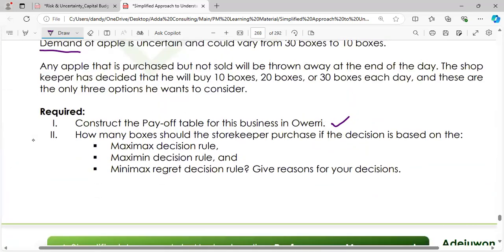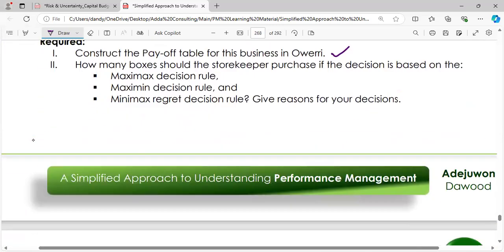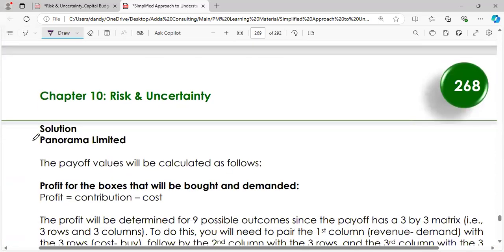Now, when you look at the decision to be made, let me make it easy for you. Under the alternative courses of action available, we have 10 boxes to buy, 20 boxes. The company can buy 20 boxes of apple. The company can also buy 30 boxes of apple. So you want to know whether the storekeeper should buy 10, 20, or 30 boxes of apple.